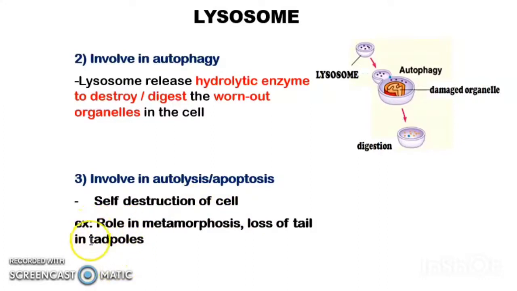So kalau awak tengok tadpole, bila sahaja dia turn into adult, maksudnya dia jadi frog tu, kita akan nampak dia punya tail tu akan hilang. So macam mana boleh hilang? Melalui proses autolysis. Okay, so for the next organelle, I will discuss in the next video. Okay, thank you.